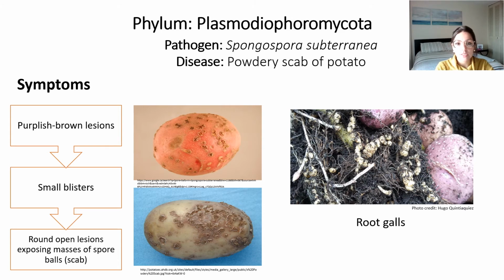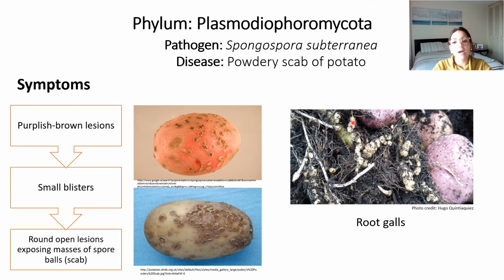The third disease we're studying is powdery scab of potato, which is caused by Spongospora subterranea. We have two kinds of symptoms with this disease: the ones observed in the tuber, and the ones that we can see on the roots. In the tuber, at the very beginning, we have purplish brown lesions which evolve to small blisters, and at the end we have round open lesions like these ones in the picture, which expose the masses of spore balls. That's why the name of the disease is scab.